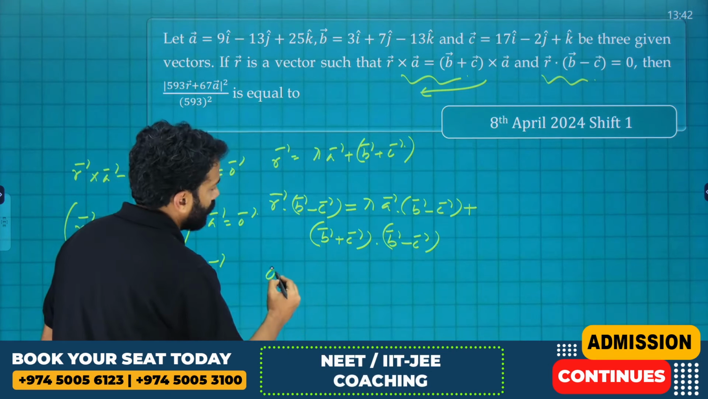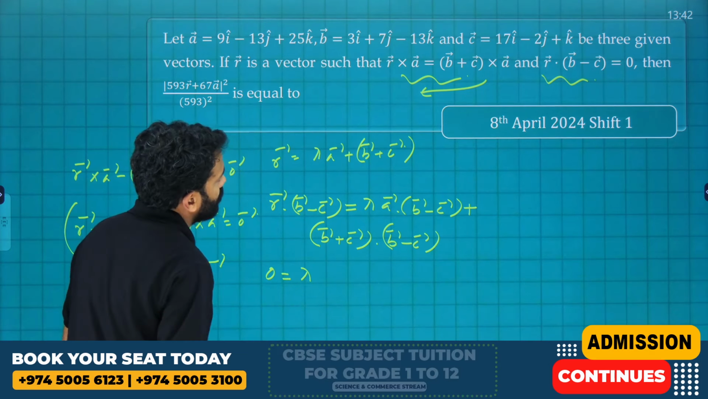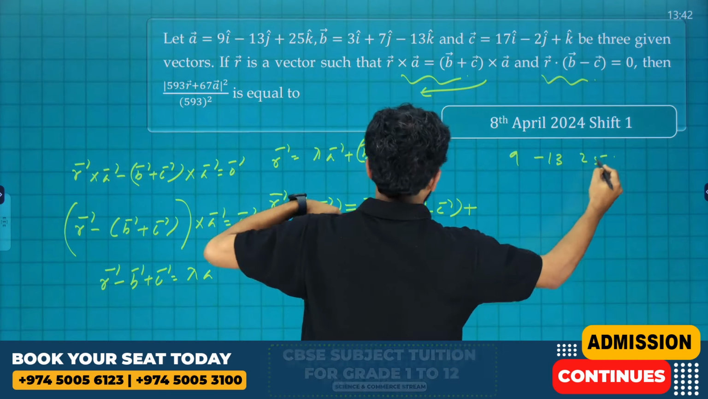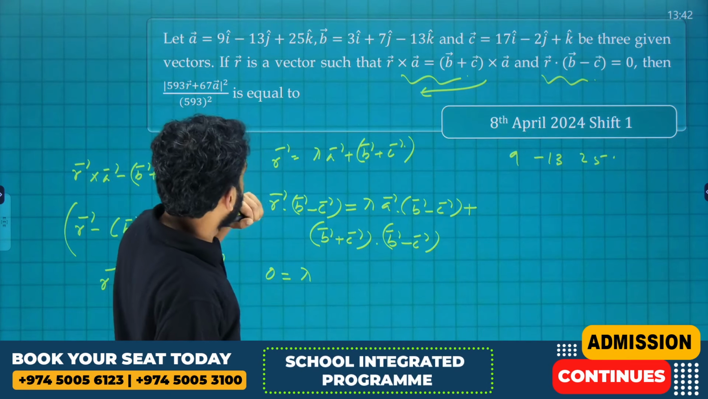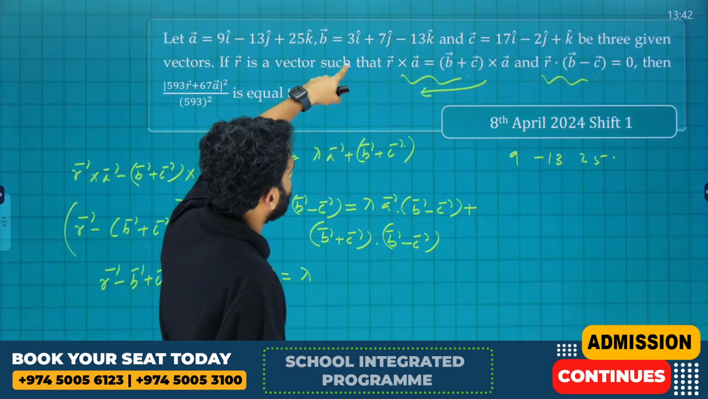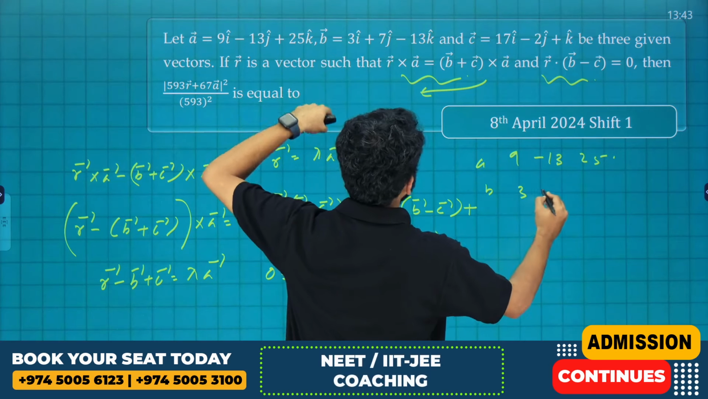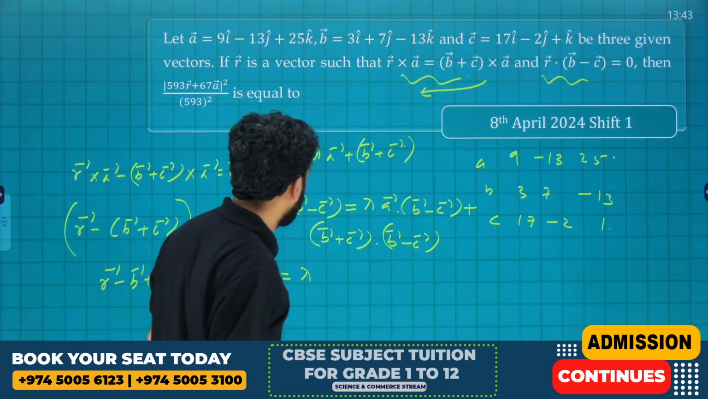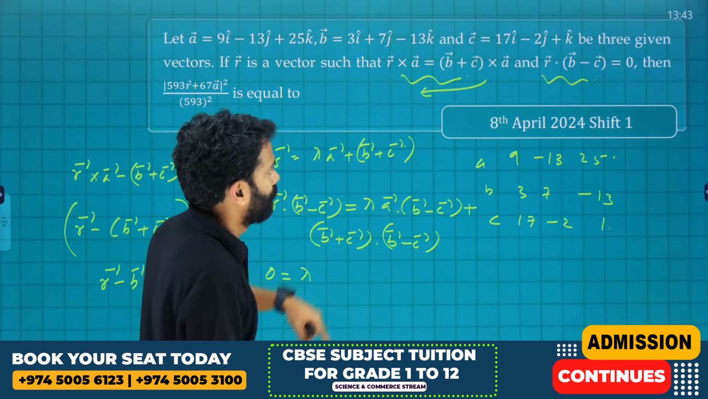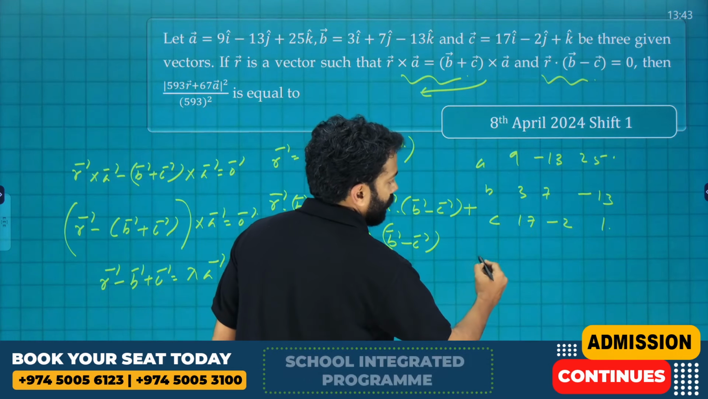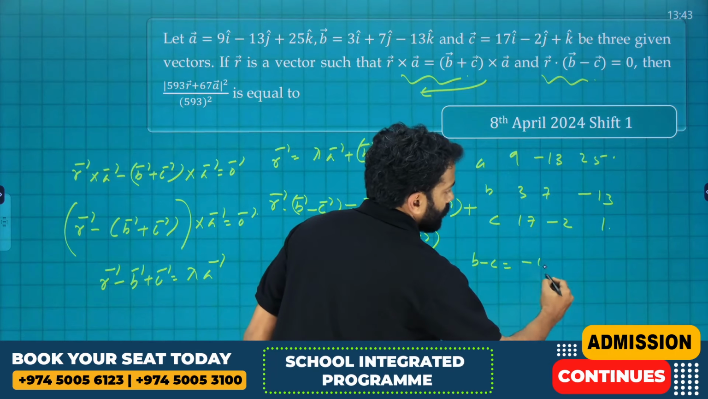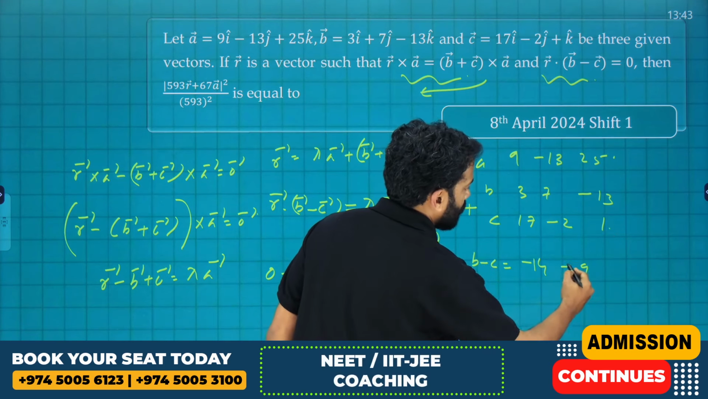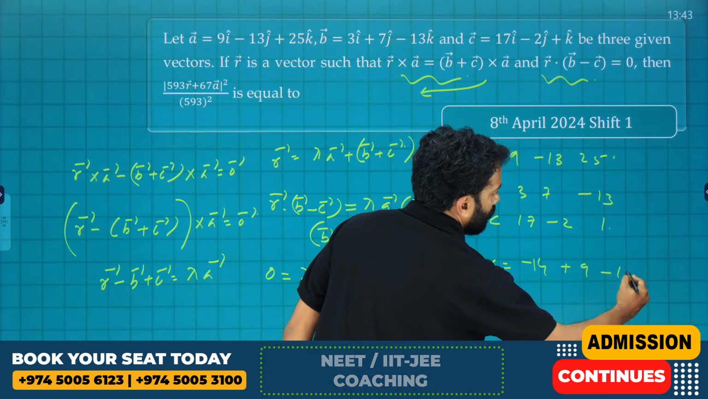Therefore, 0 is equal to lambda into, what is vector a? That is 9, minus 13 and 25. And what is vector b? b is 3, 7, minus 13. And what about c? 17, minus 2 and 1. We can formulate b minus c first. What will be b minus c? Minus 14, 9 and minus 14.